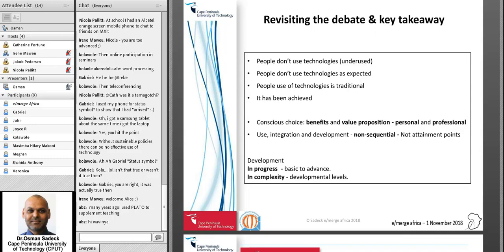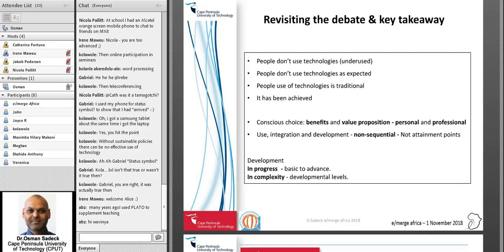So I want to then just round up a little bit over here, or go towards the end and actually revisit the debate and our key takeaways. Parts of the debate were that we don't use technologies the way in which it is expected, and that those of us who do use it, use it in a traditional way, but also that we have been able to achieve certain levels in terms of our use of technologies. With these here, I would like to say to you that perhaps we are using technologies, but we don't underuse it. We use it when it's actually useful for us, when we feel that it will actually give us some sort of benefit.